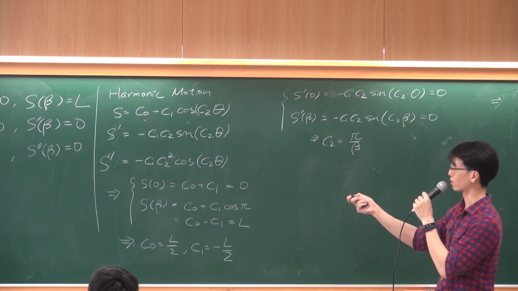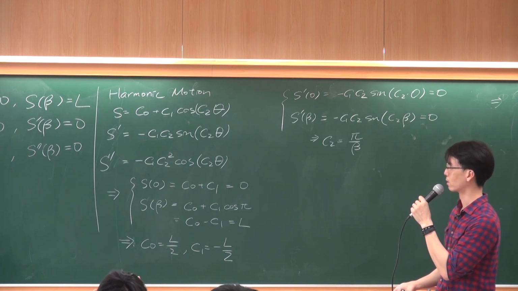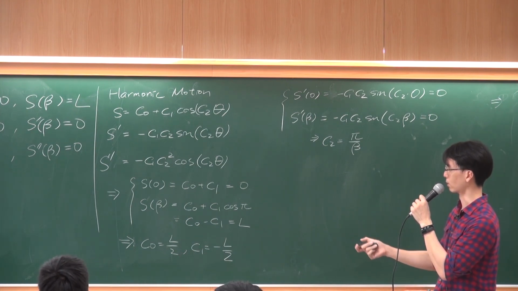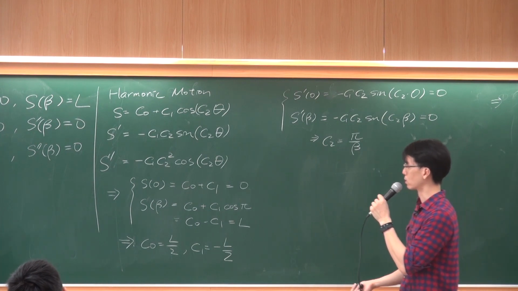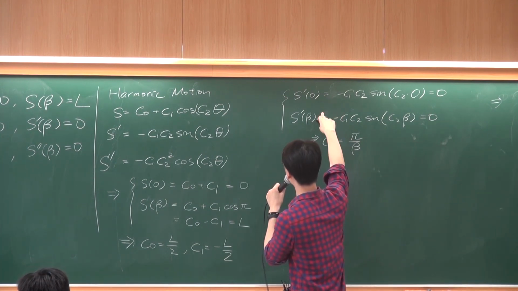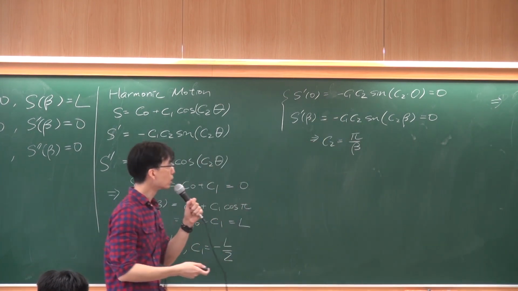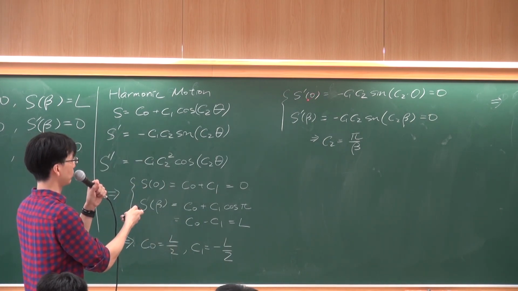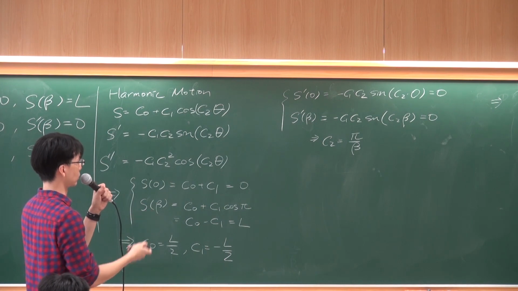So we already found C0 and C1. And so let's take a look at the velocity. For velocity, we need to make sure both the initial point and the end point must equal 0.